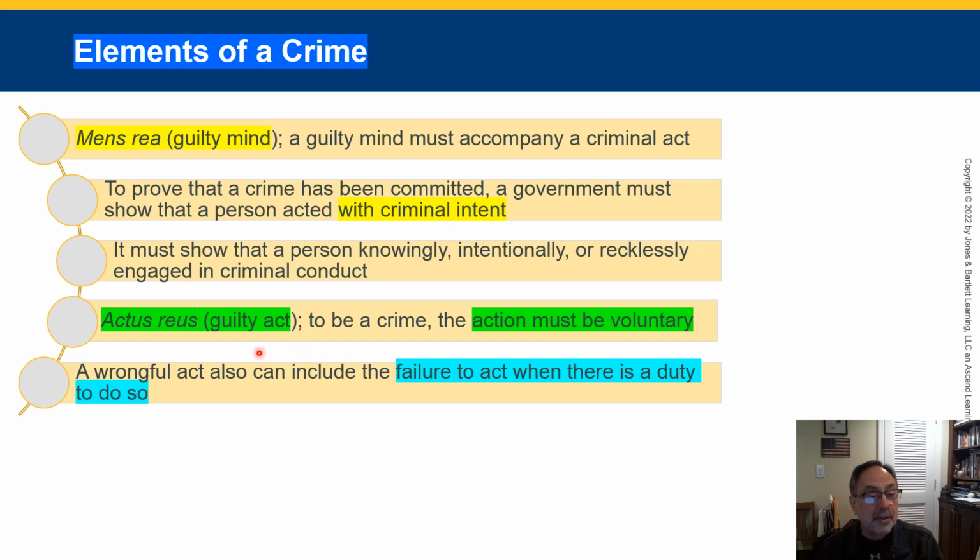You also have to have a guilty act. The actions must be voluntary. So that's called actus reus, a guilty act. The actions must be voluntary. You've done it intentionally. Also, a wrongful act can also include the failure to act when there is a duty to do so. So you have an obligation to do something to maybe help someone, or prevent something, or prevent a serious crime, and you did not. That could be potentially a wrongful act and possibly a criminal act as well.